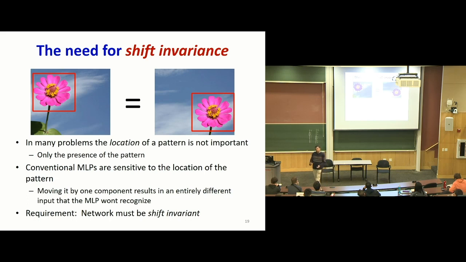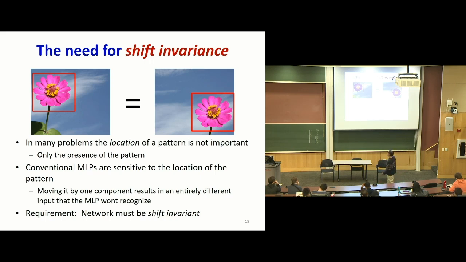So this kind of problem is very, very frequent, right? In many problems, the location of a pattern is not important. The only thing that's important is the presence of the pattern. In both cases, you have a flower. And if you use a conventional MLP which just looks at the image and tells you if there's a flower or not, that thing is sensitive to the precise arrangement of the pattern. If the flower moves from the top left to the bottom right, it's not going to fire. What you want is for the network to fire regardless of the position of the pattern you're looking for. In other words, you want the network to be shift invariant. If the entire pattern shifts, the network should still fire, right?